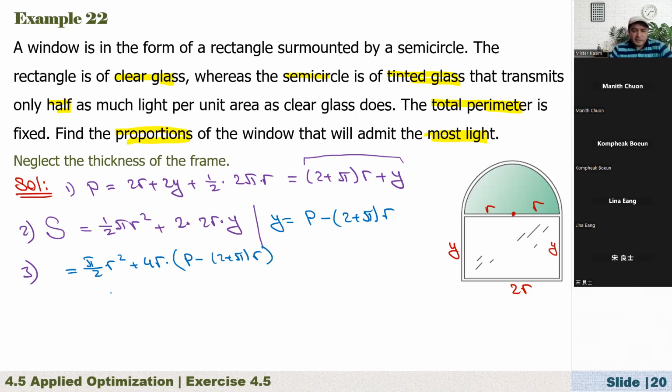All right. Now I can just simplify this further. Equals, here we have, what is it? Pi over 2 r squared. And here we have 4p r minus, and here we have 2 plus pi r squared. Right? Even actually this part I can simplify. I think we have minus 4. Anyway, let me just keep it like this. I want to simplify later.